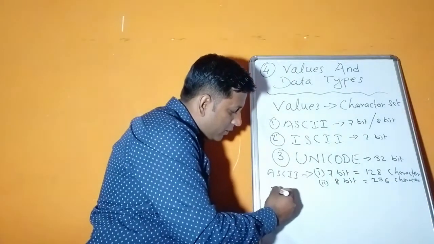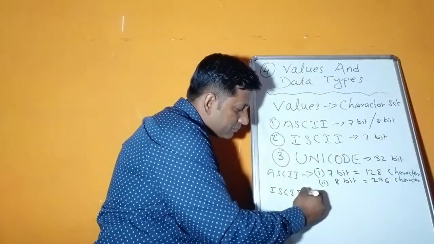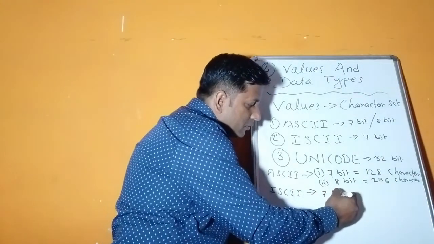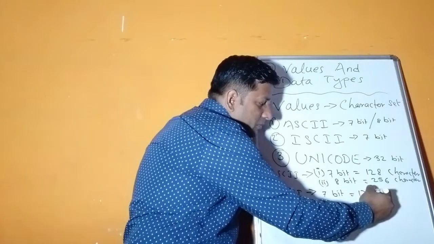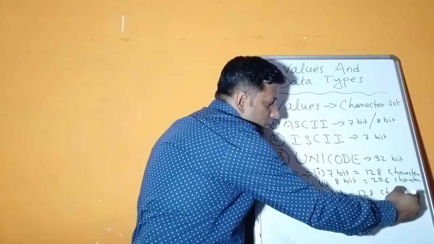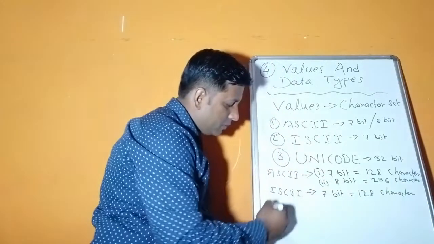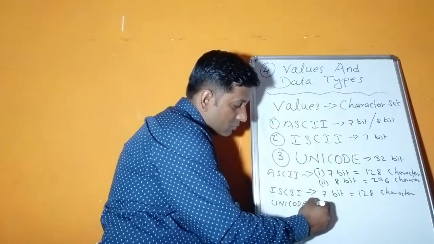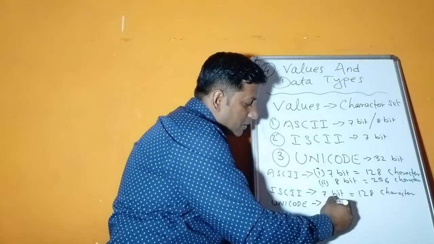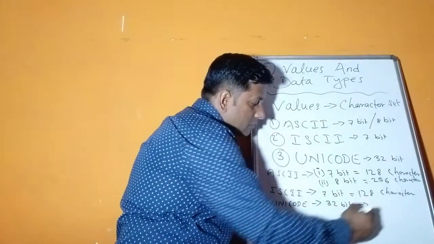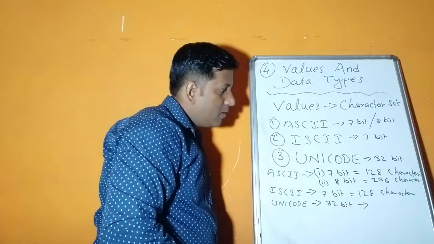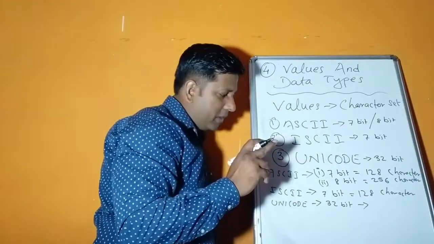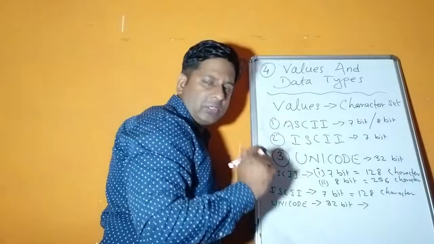Now let us come to the part of ISCII. It is of 7-bit only. So how many characters does it support? 128 characters. Unicode is of 32-bit. So the maximum is 32. It starts from 16-bit. So it has a range.